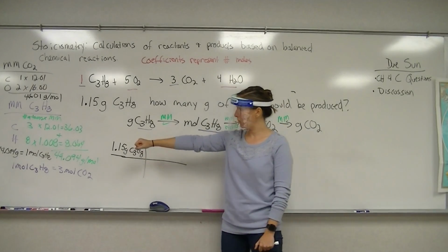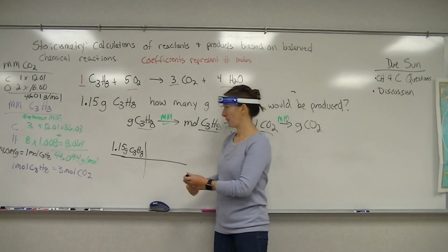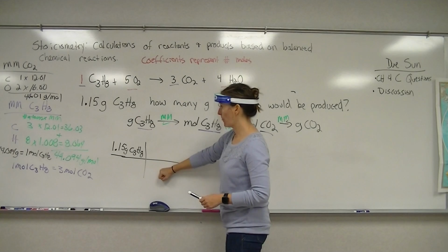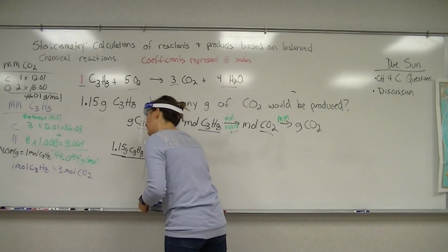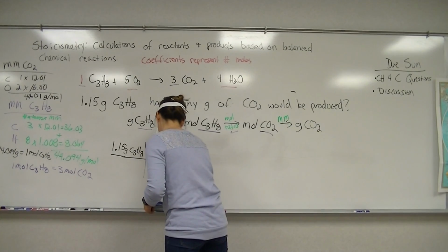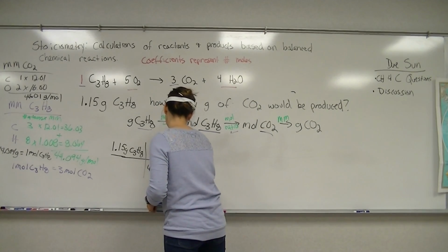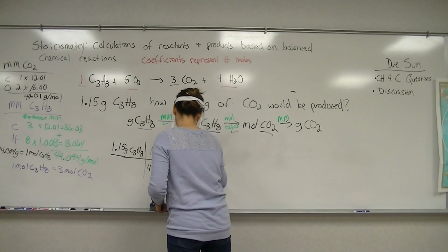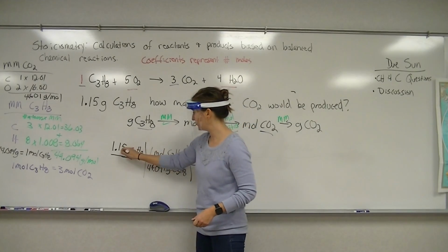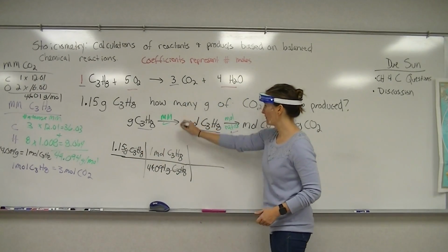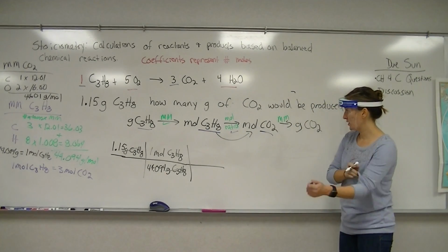So do I want that 44.094 grams on the top or on the bottom? On the bottom, because we're trying to get rid of the grams. So 44.094 grams C3H8 is equal to 1 mole of C3H8. So grams C3H8 canceled. If I stopped here, I would have moles of C3H8, but I'm going to continue so that I can get moles of CO2.